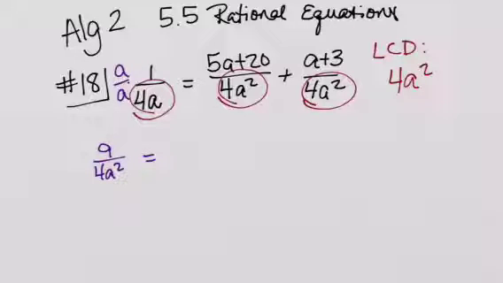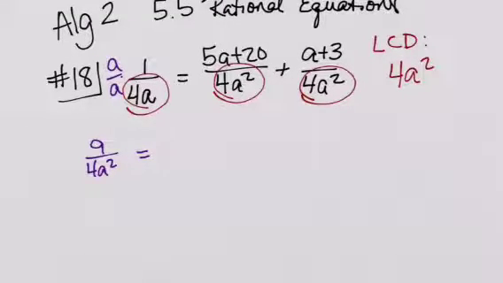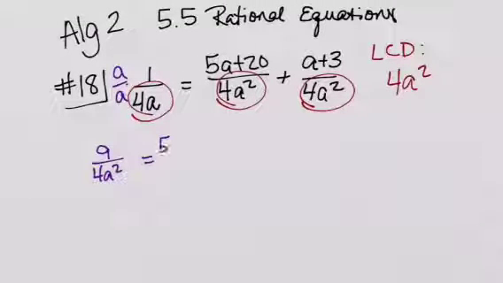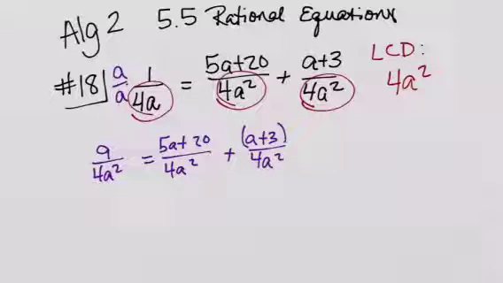Okay? This next fraction, he already has what he needs, so I'm not going to give him anything. 5a plus 20 over 4a squared. Plus, in the last fraction, he already has what he needs too. A plus 3 over 4a squared. Okay? Now keep in mind that this a plus 3 is in the top of that fraction. This 5a plus 20 is in the top of that fraction. Okay? That'll help me when I start writing out what I need to solve.